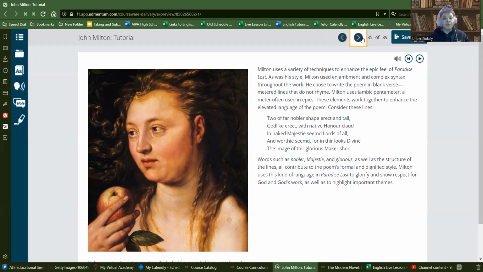Now I'm gonna read this excerpt, so hopefully you can hear the rhythm. To a far nobler shape, erect and tall, godlike erect, with native honor clad, in naked majesty seemed lords of all, and worthy seemed, for in their looks divine, the image of their glorious maker shone.